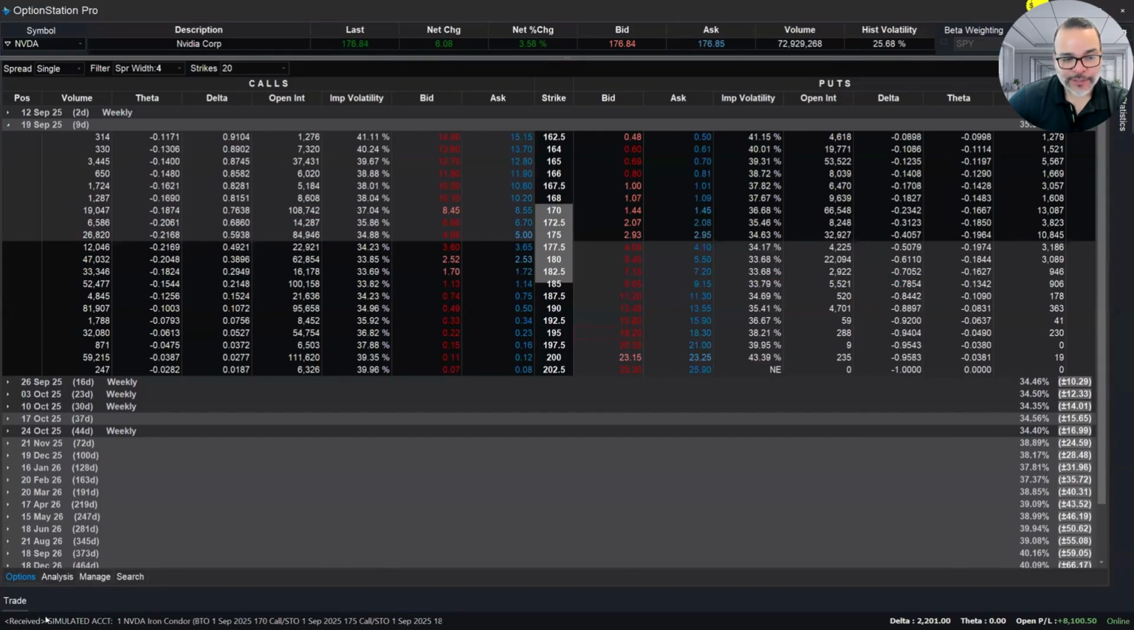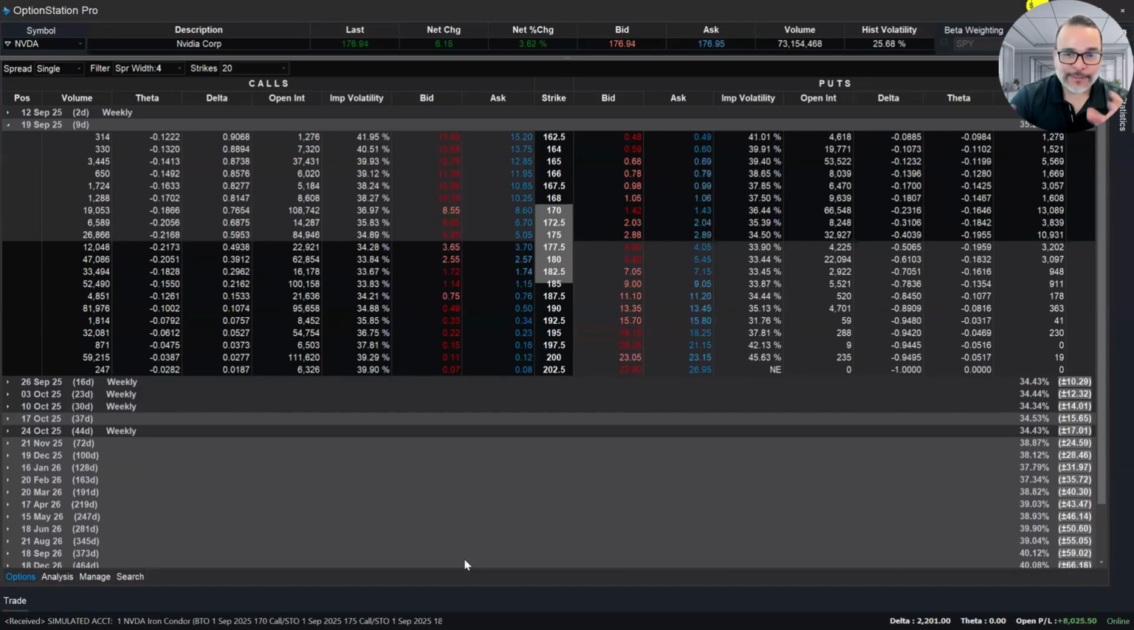I can see the confirmation down here. If you look at the very bottom of your OptionStation Pro, it tells you the status of your order, and you can see that the order has been received. It's been received by the market maker, and it's already in the books. So if somebody is able to sell you that spread for $7.80, you'll get filled.